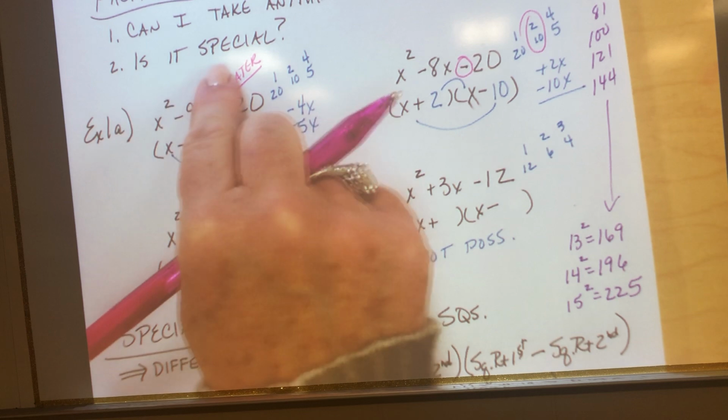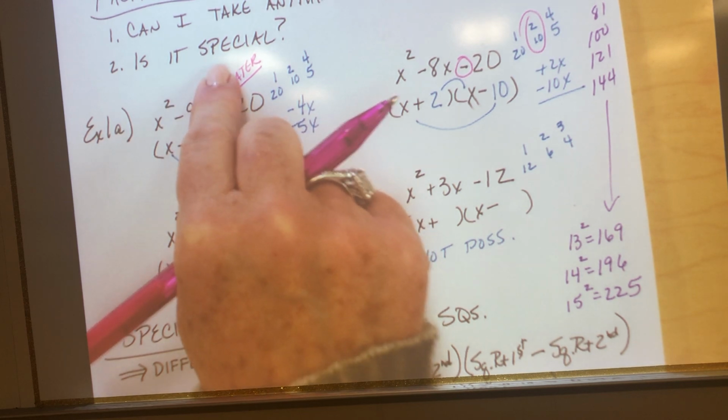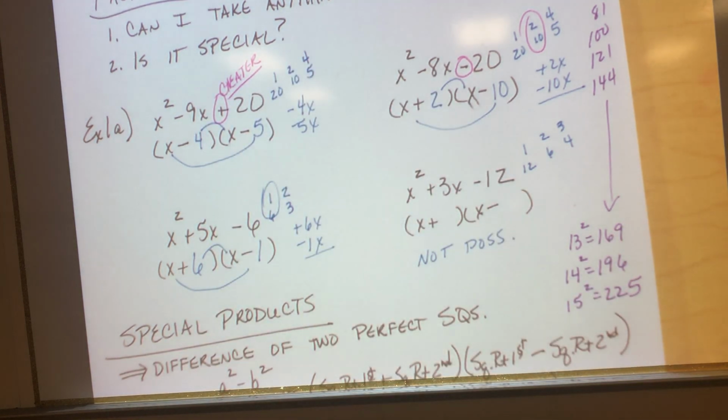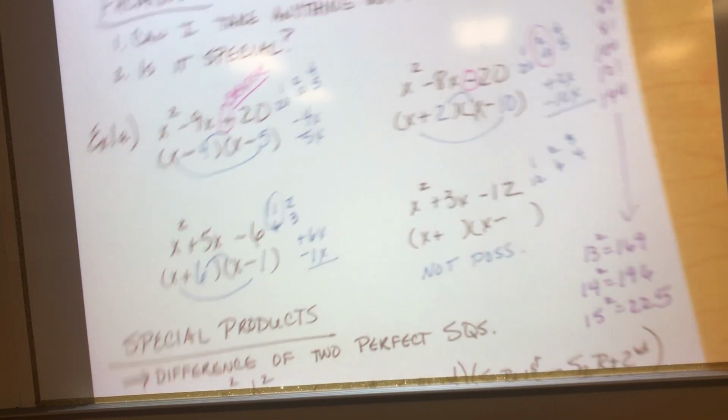And the second thing I'm going to say is, is it special? We only have 2 special ones, the difference of 2 perfect squares and a perfect square trinomial. But either one of those we can factor really fast. All right, anybody got a question? Okay, so here we go.